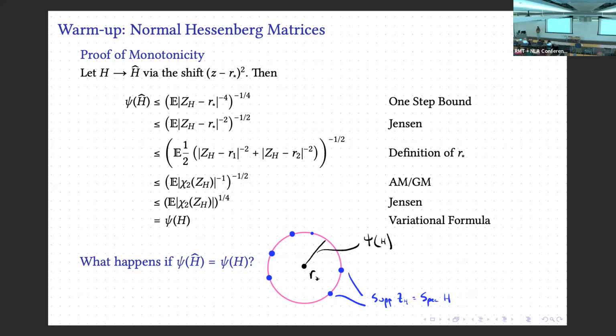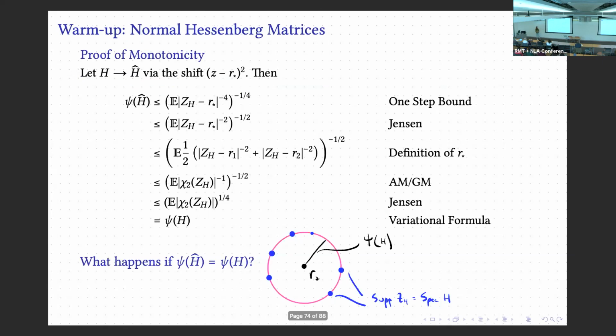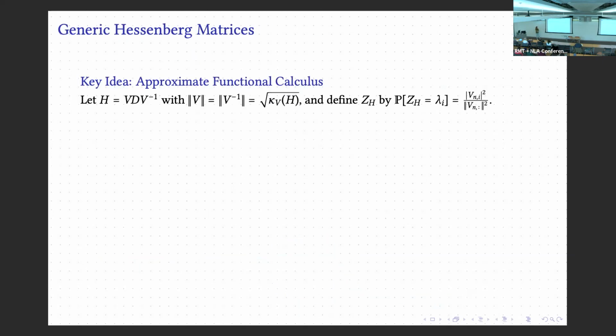There's some more stuff that you need for non-normal matrices, and even more stuff that you need to do this all in finite precision arithmetic. So let's very quickly talk about that. The main thing you lose when you go away from normal Hessenberg matrices is this functional calculus, because you no longer have unitary diagonalizability, right? But it turns out you can still define something like the random variable ZH that we had in the previous section by looking at the entries of the last row of the eigenvector matrix.